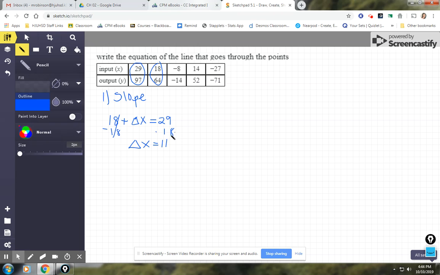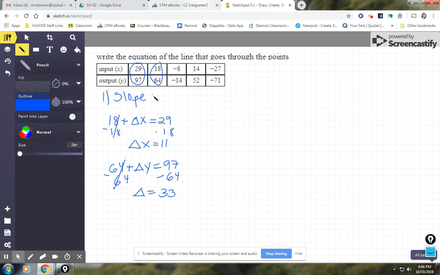Then I'm going to do the same thing for the y value. So I want to know, how do I get from a 64? So I'm going to add the change in y. And it's going to turn it into a 97. So minus 64 from both sides. And my 64s add up to nothing, so they go away. And my change in y is going to be 33.